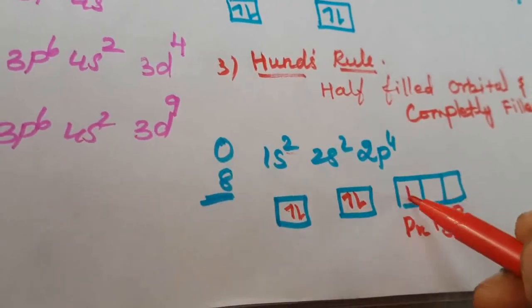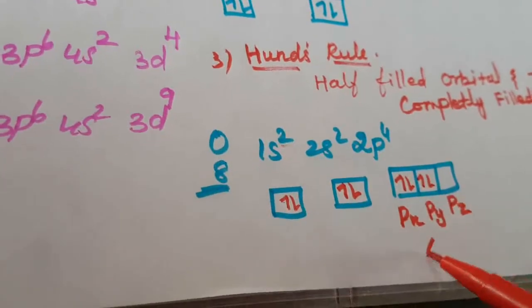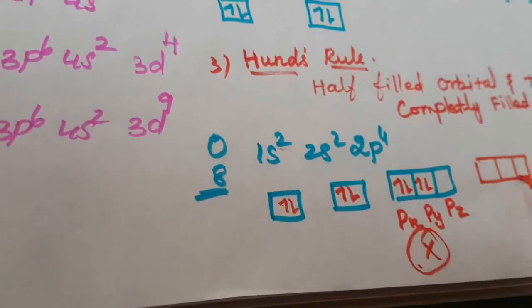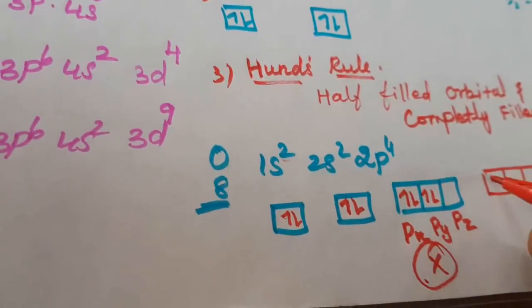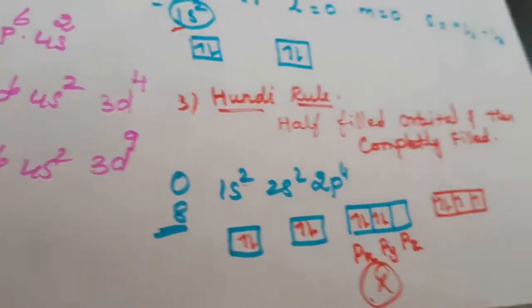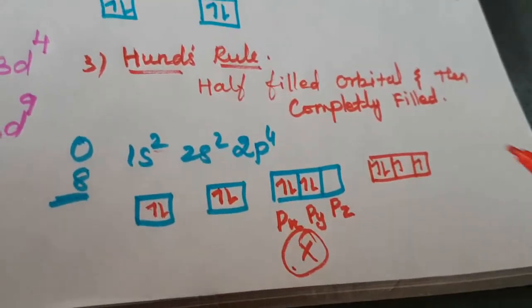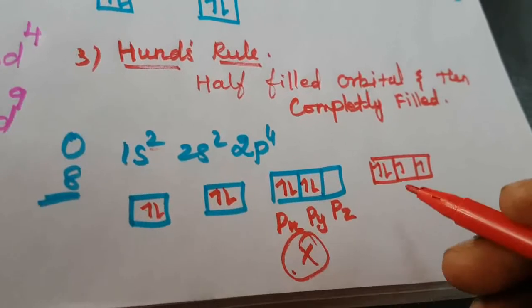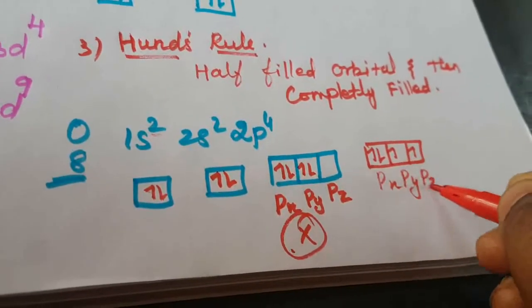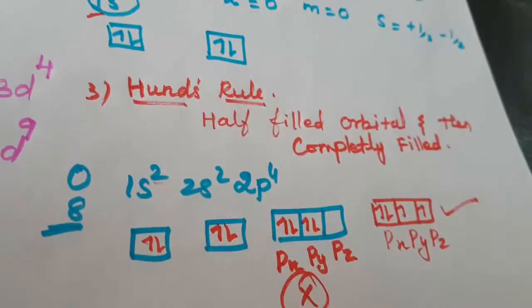Suppose you fill 1 2 3 4 in one go, this is wrong. So how to fill the electrons in the orbitals? 1 2 3, then 4. This is called Hund's rule. First you half fill the orbitals, then completely fill. This is px, py and pz. This is the correct filling of the electrons.